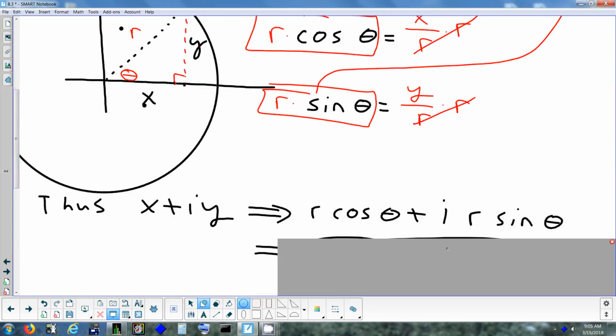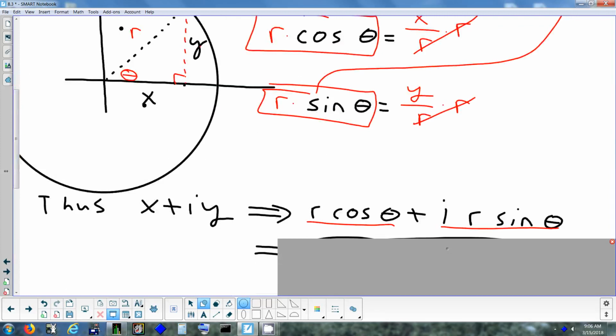Okay, so x becomes r cosine theta. The i just stays right where it is, and the y becomes r sine theta. Now there's two terms here. R cosine theta is a term, i r sine theta is a term. They each have a factor in common. What factor do they both have in common?